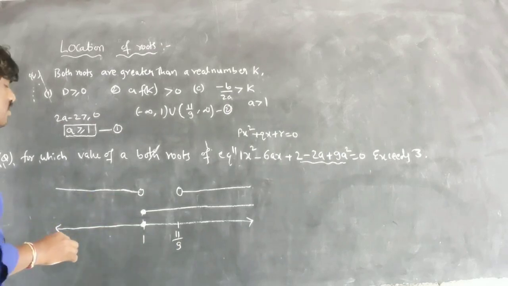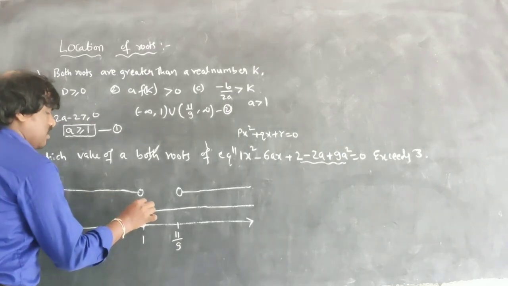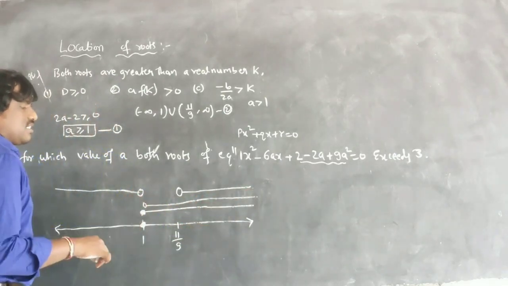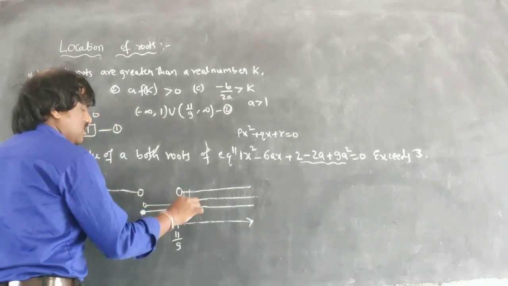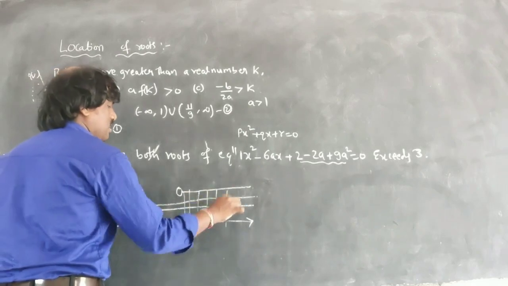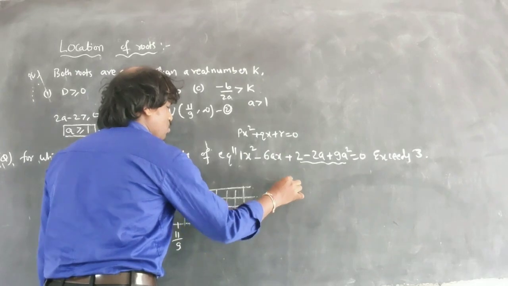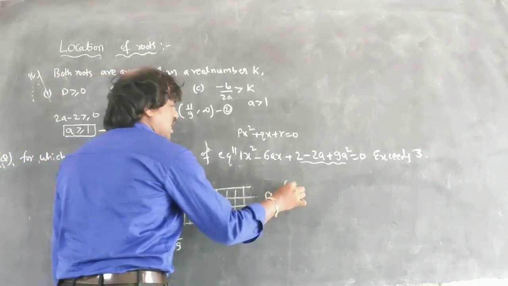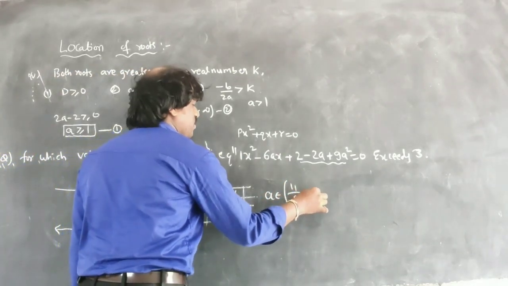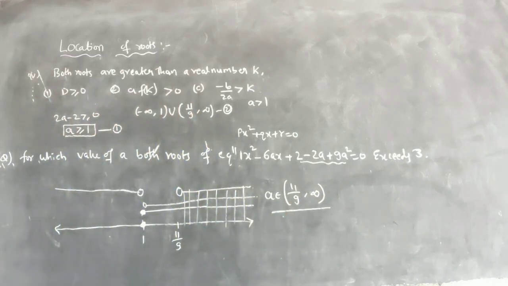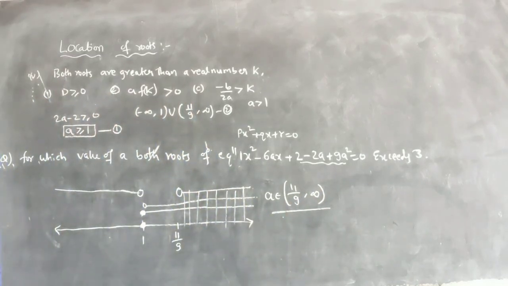So this is the first case, 1 to infinity. And the third case is again 1 to infinity. Right. So these 3 cases, what is the intersecting point? You can see this is the intersecting point. All 3 are intersecting here. So the answer will be: a belongs to 11 by 9 comma infinity. This is your final answer. This is the way to deal with this question. Okay, let us see the next concept.